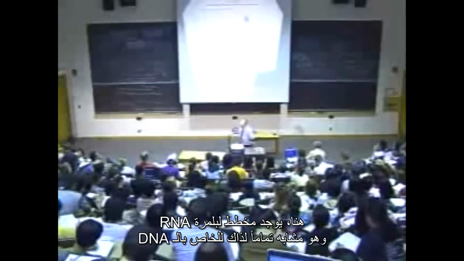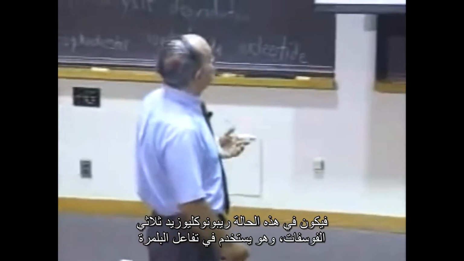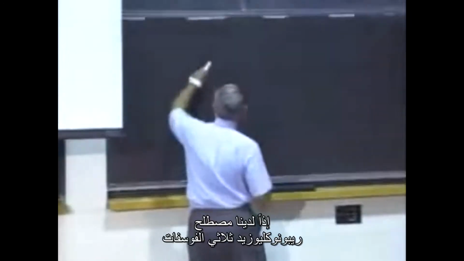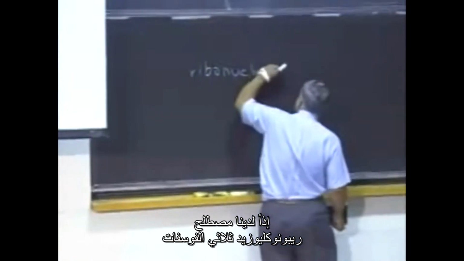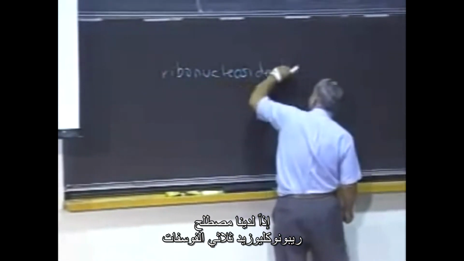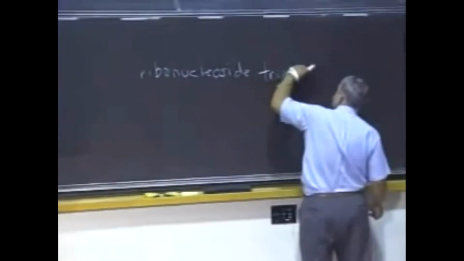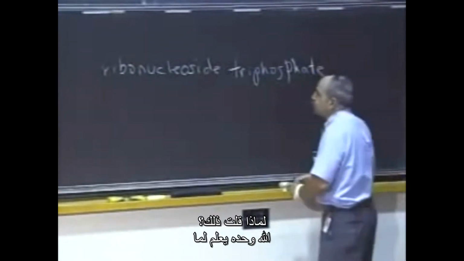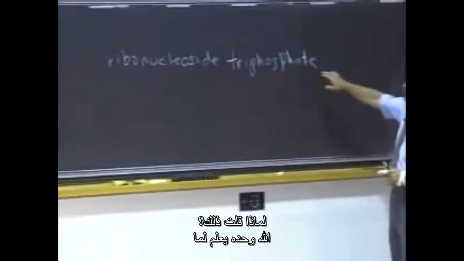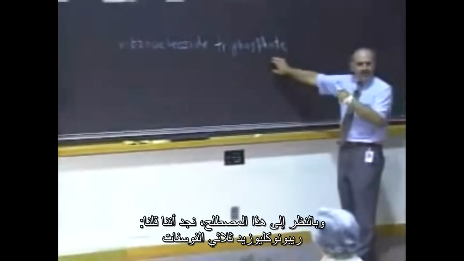Here's a polymerization scheme of RNA, and it's absolutely identical to that of DNA. In this case, it's ribonucleoside triphosphates that are used for the polymerization reaction. Now, here I just uttered the phrase ribonucleoside triphosphates. Why did I say that? Well, ultimately only the good Lord knows why I said that, but let's look at this phrase.